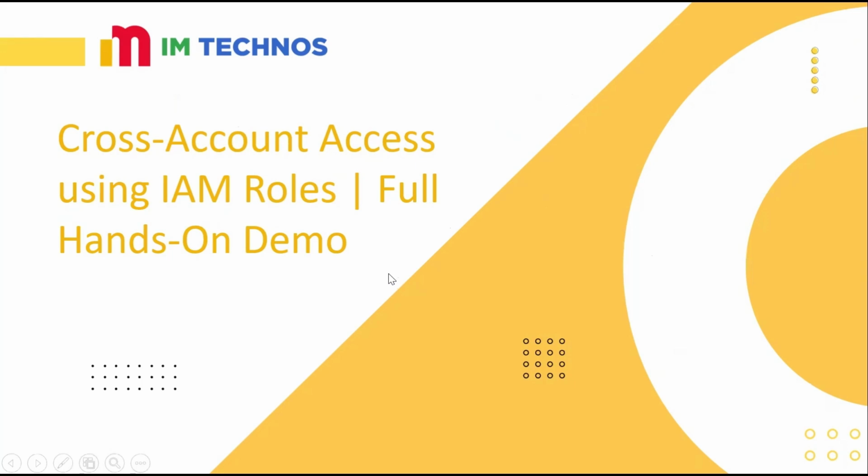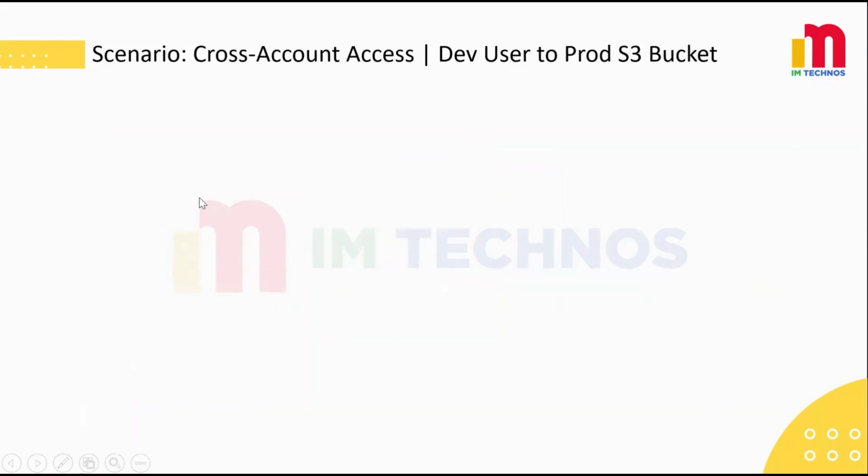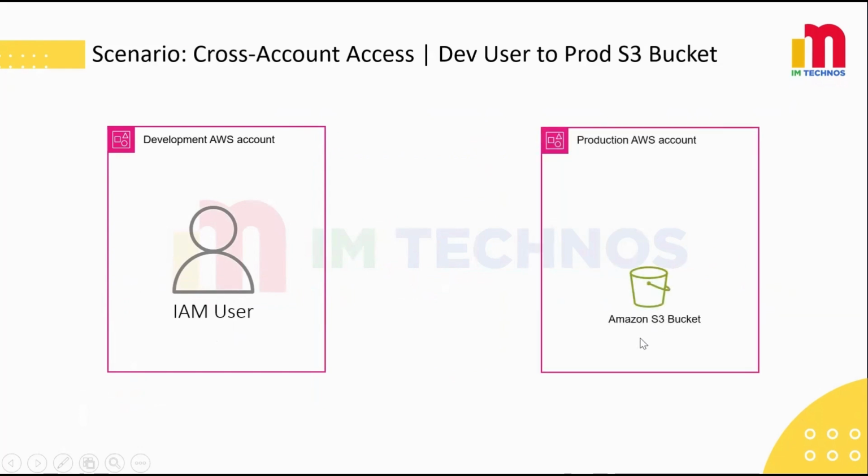Today's video is a full hands-on tutorial on how to enable cross-account access using IAM roles. In the last video, we saw how to access a service like an S3 bucket from an EC2 instance within the same account using IAM roles. But sometimes there might be a scenario where a user in a development account needs to access resources such as an S3 bucket in a production account.